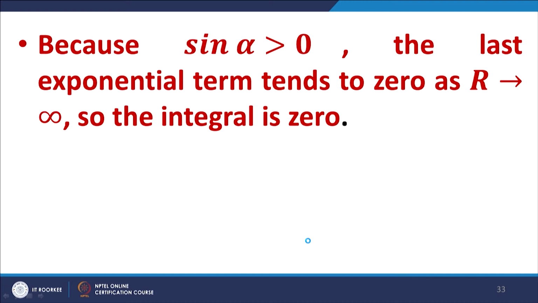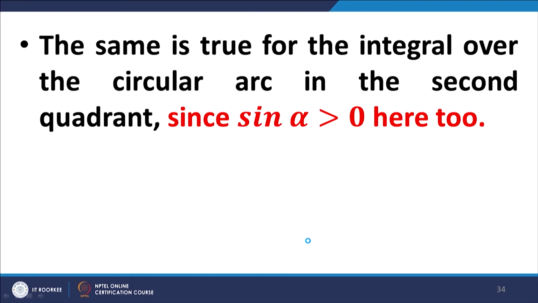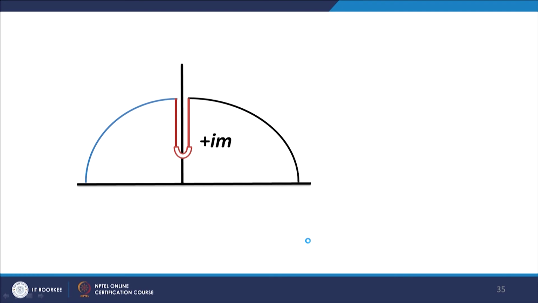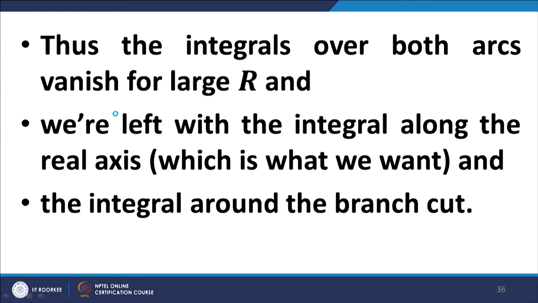Similarly, the same thing will happen for the second quadrant, the part of the larger semicircle that lies in the second quadrant. The same thing will happen, because sin alpha is greater than 0 in this case also, as you can see here. So, the integration over one part of the semicircle has given a 0 contribution, and the part 2 of the semicircle has given a 0 contribution. So, the larger semicircles are done with.